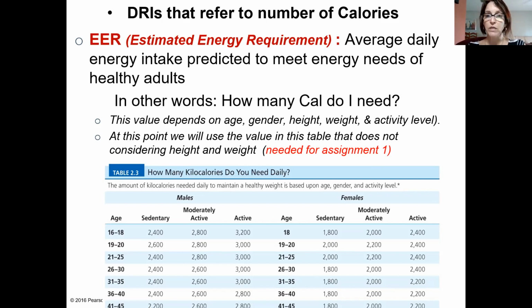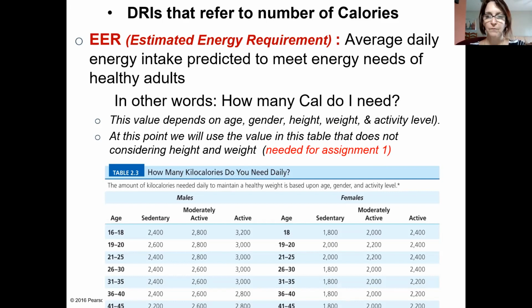The first value, EER, tells you how many calories a person of your age, your gender, and your level of activity needs. In other words, how many calories do you need? This value will depend on age, gender, height, weight, and activity level.